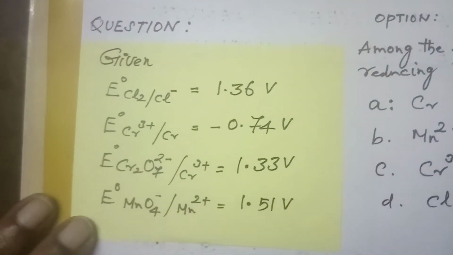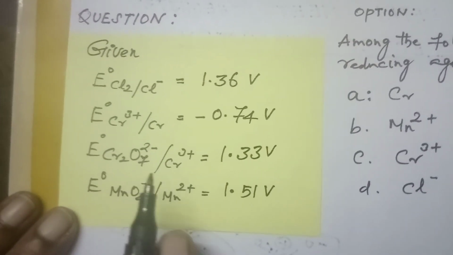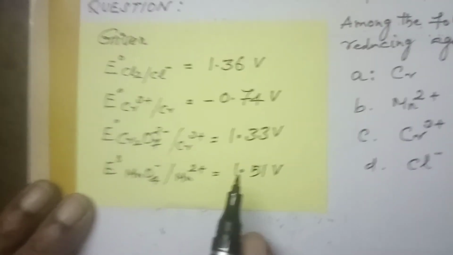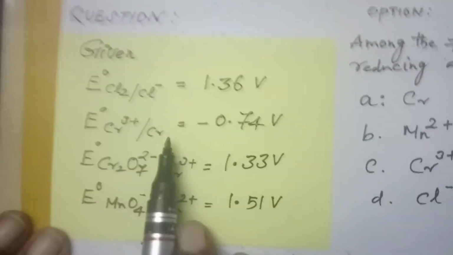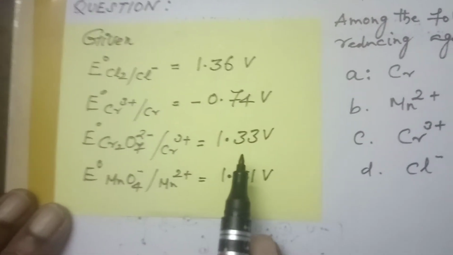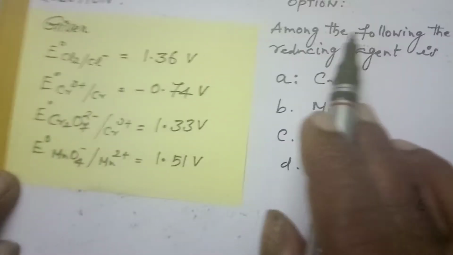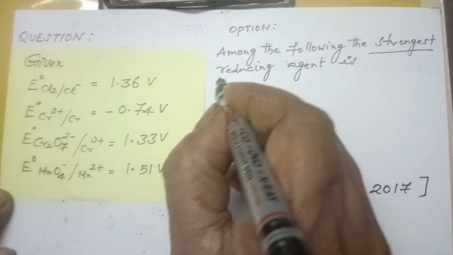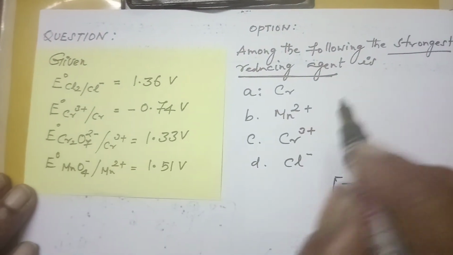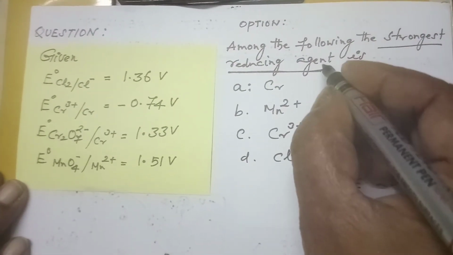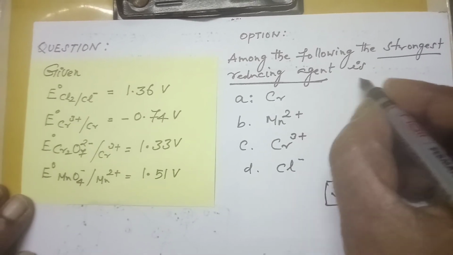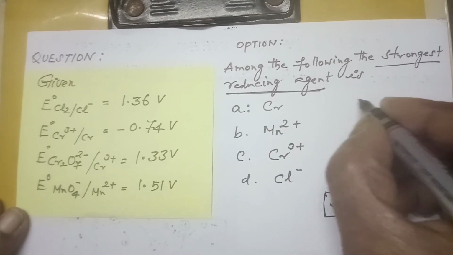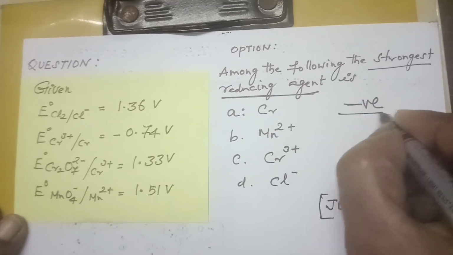The question is here. Let us see the question. The standard reduction potentials of 4 species, with chlorine, chromium and others, are available. Everything is given. Now these are the standard data. Now the question is, among the following, the strongest reducing agent is. They are asking what is the strongest reducing agent. Point number 1: to be the strongest reducing agent, the reduction potential should be highly negative. It should be highly negative.